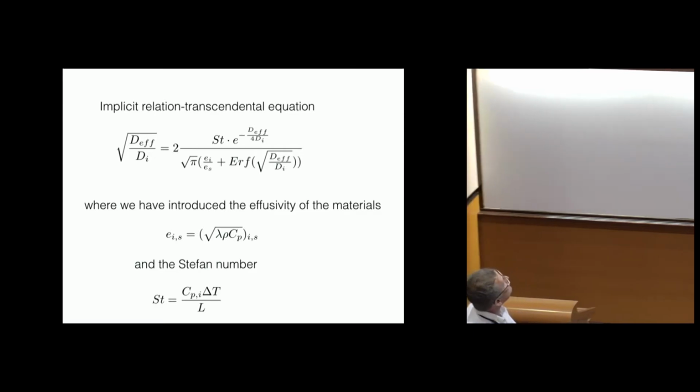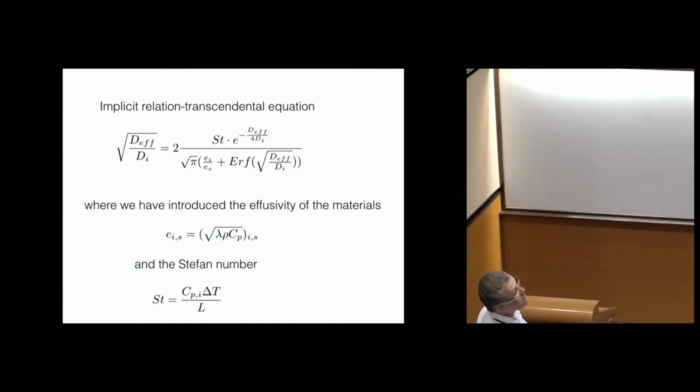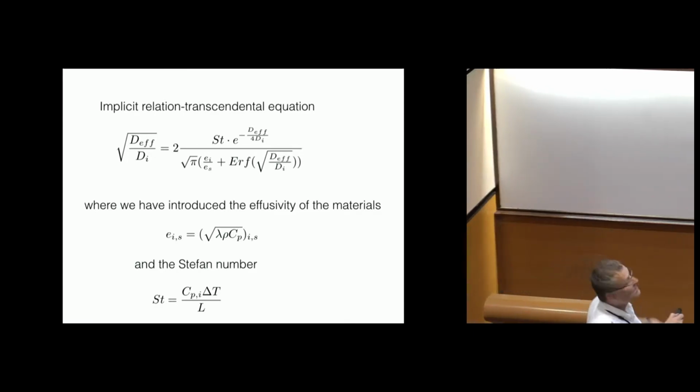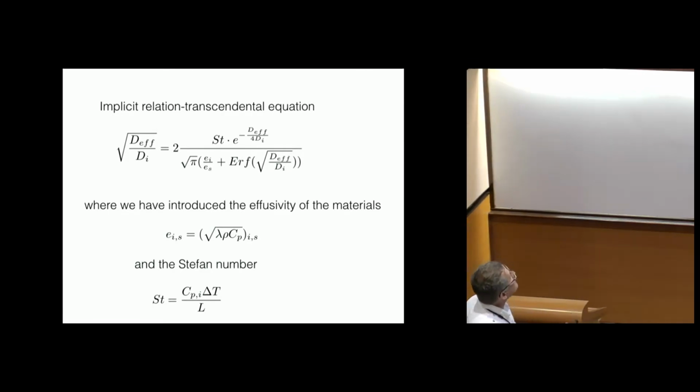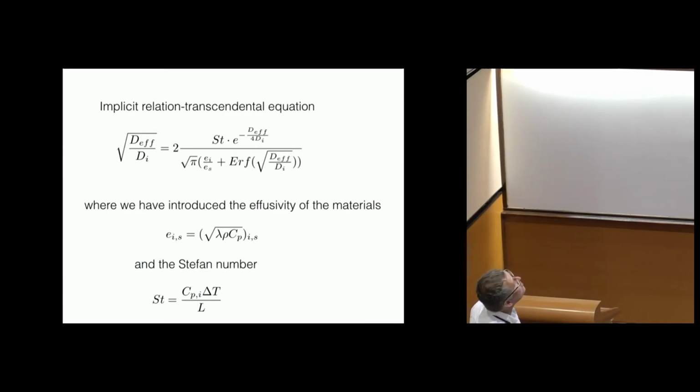We get this relation between the ratio of the effective diffusivity and the ice diffusivity. We have this implicit relation, which is a transcendental equation. You can't solve it analytically. And you have this relation, and it involves the ratio of the two effusivities and the Stefan number.